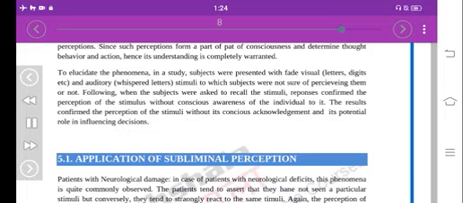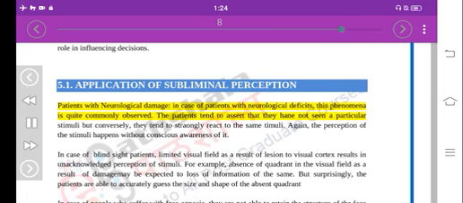5.1. Application of subliminal perception. Patients with neurological damage. In patients with neurological deficits, this phenomenon is quite commonly observed. The patients tend to assert that they have not seen a particular stimulus, but conversely, they tend to react strongly to the same stimulus. Again, the perception of the stimulus happens without conscious awareness of it.